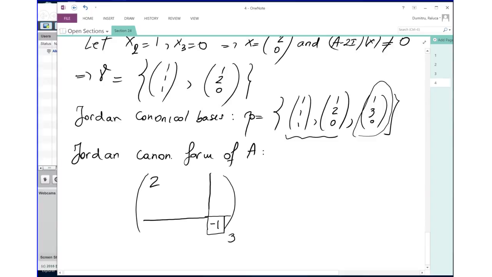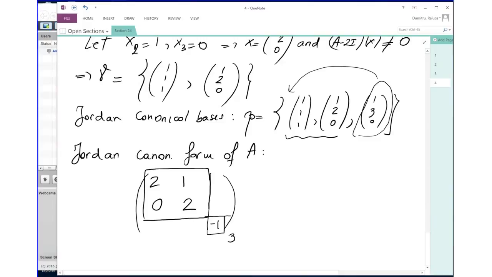That means a cycle of length 2 creates a block like that. Yes? Can we get it backwards, you mean? Yes, but then you change the order in the basis. If you move this one first, then the block will move on top. So you just follow the order from the basis. But up to that order, the Jordan form is unique. You're just allowed to move the blocks around.